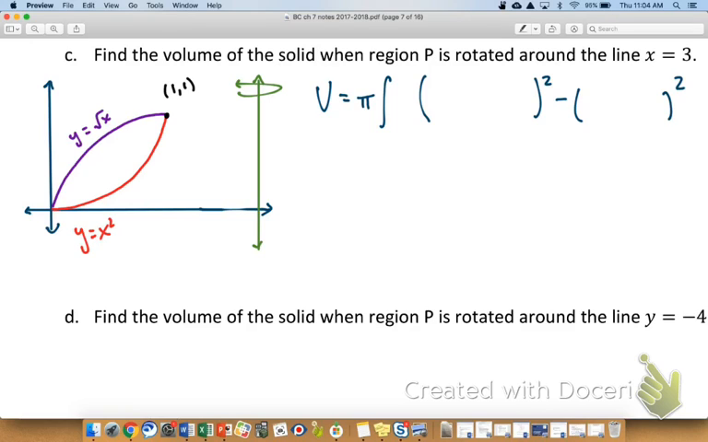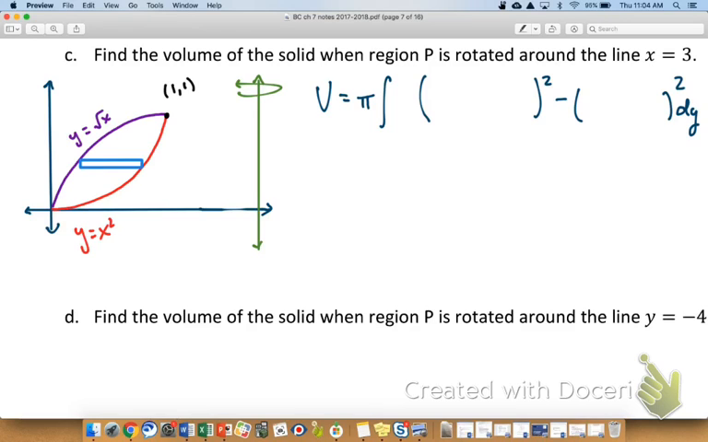So would you guys be okay with this blue rectangle being my representative rectangle? It's perpendicular to the axis of rotation. That makes sense? Okay. So then this rectangle is what type of rectangle, dx or dy, as far as the thickness goes? It's got to be dy. Okay. So what that means then is that every single element of my integral, including the limits, have to be y's. They have to be y's.